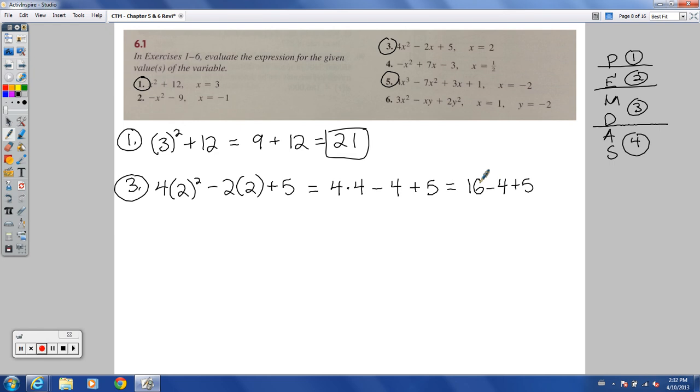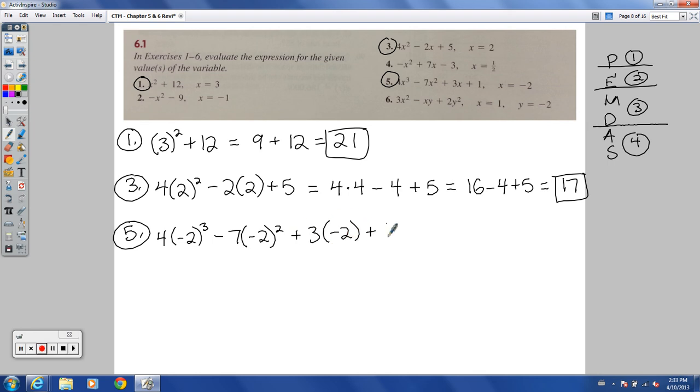And so this would be 16 minus 4, 12, and 12 plus 5, that would be 17. And number 5, let's plug in negative 2 into this expression. So we have 4 times negative 2 cubed. We have that minus 7 times negative 2 squared plus 3 times negative 2 plus 1.